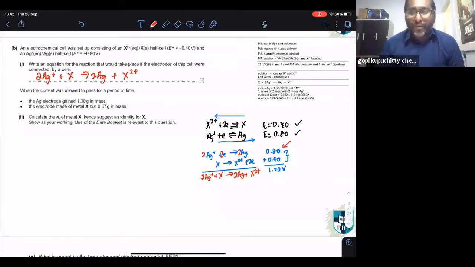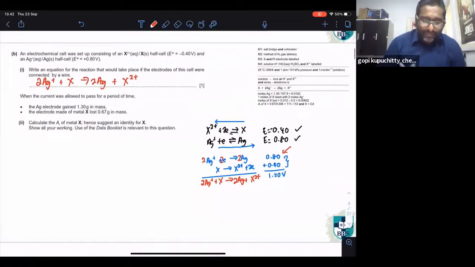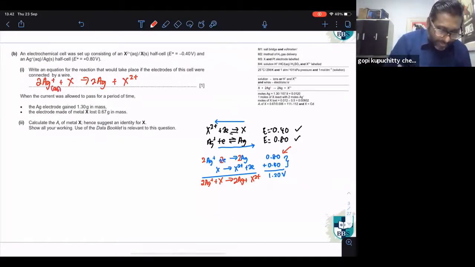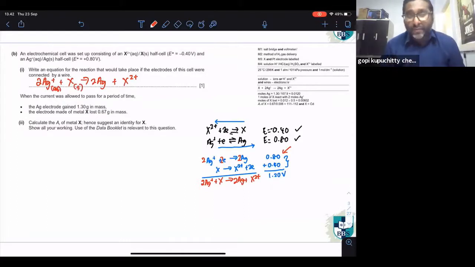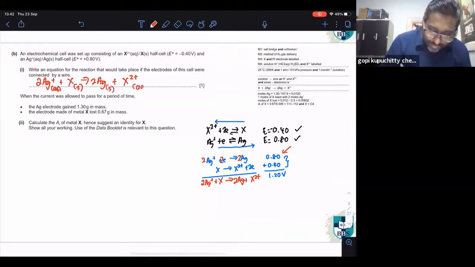Mr. Gopi, do we need to write the state symbols? If you have doubts, just write. If you have doubts, no need to ask me. Just write. This is going to be aqueous. This one we are assuming solid because there's an electrode, right? So solid, and this is going to be solid, and this is going to be aqueous.